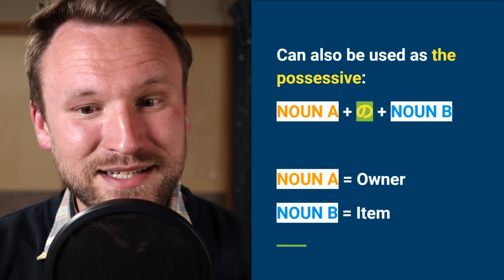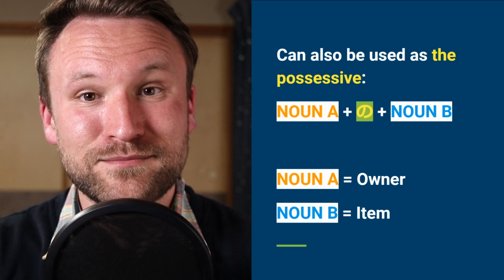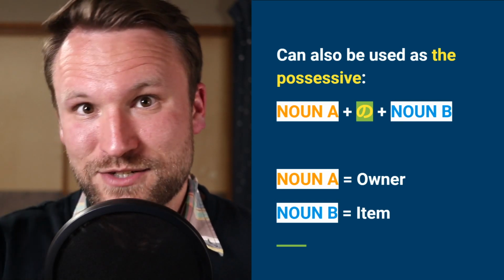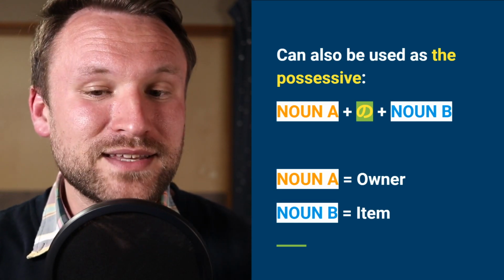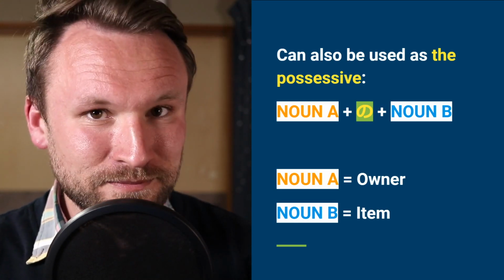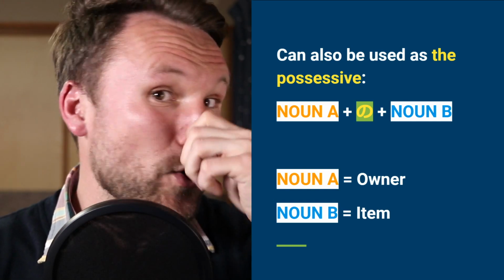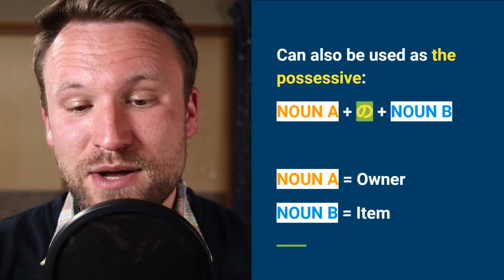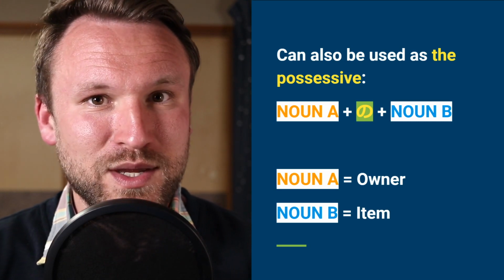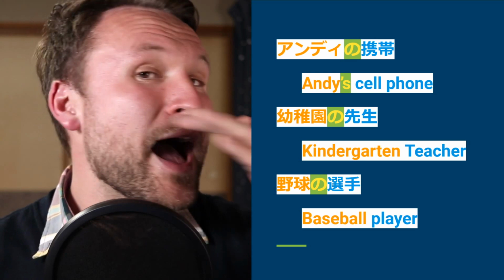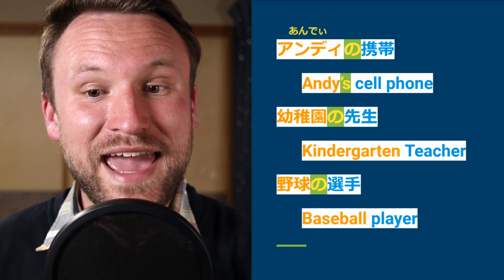So the exact same formula, noun A, no, plus noun B, can be the possessive. So basically apostrophe S in English, right? But in this case, noun A is the owner. Then we have no, and noun B is the item that the person owns. So let's go ahead and jump into some examples so that you can get a better idea of how this looks. The first one is Andy no keitai.